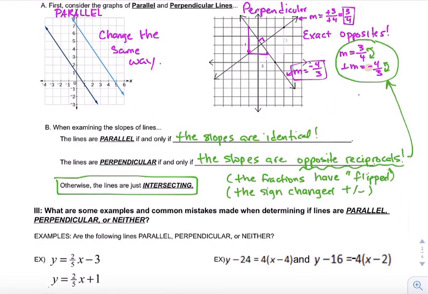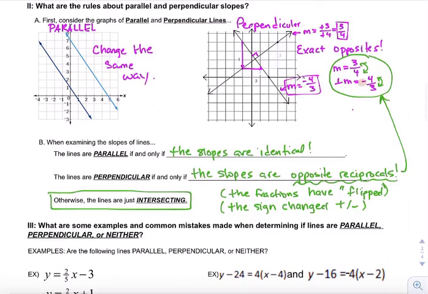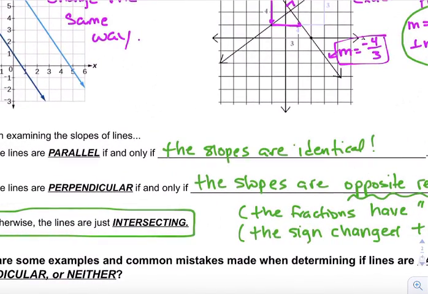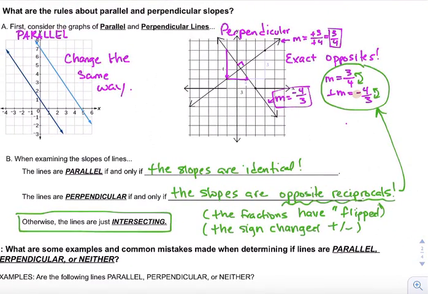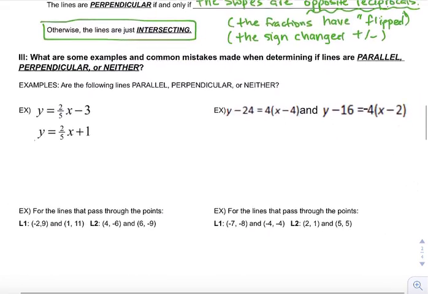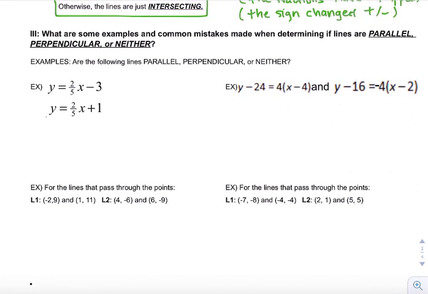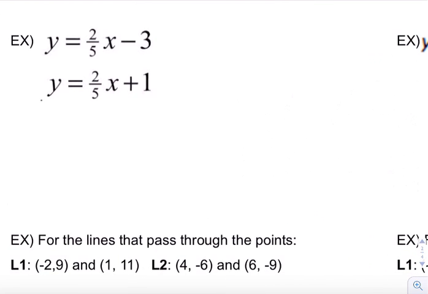Just to recall before we jump in, once we calculate the slopes, if the slopes are the same, we call the lines parallel. If they're opposite reciprocals, meaning the fractions have flipped and the sign has changed from positive to negative or negative to positive, we call them perpendicular. And if it's neither of those categories, we say they're just intersecting, which gives us a roadmap for these problems. On each one, we're first going to get the slopes and then compare the slopes to see which of those rules it follows.